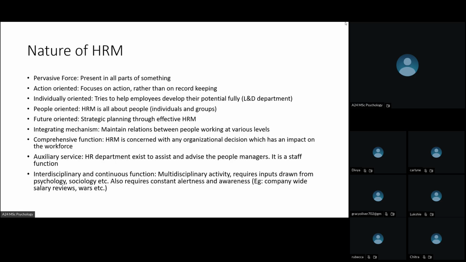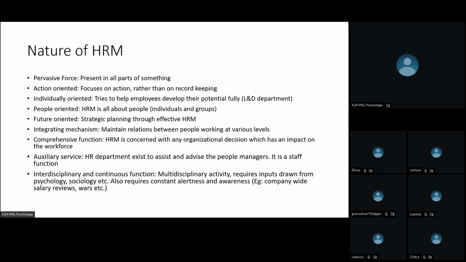The second point is that it is action oriented. Even though human resources management has to keep records, write policies for the company, and have procedures that people need to follow, when it comes to important things, it is very action oriented. When something is changing, human resources has to be action oriented.